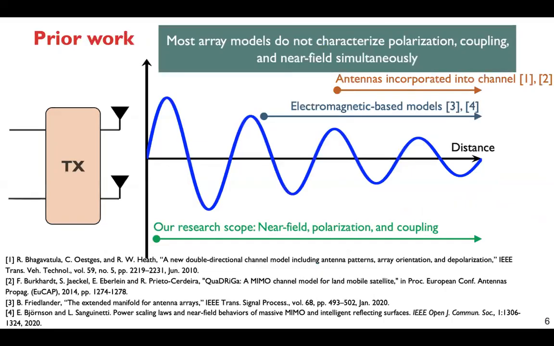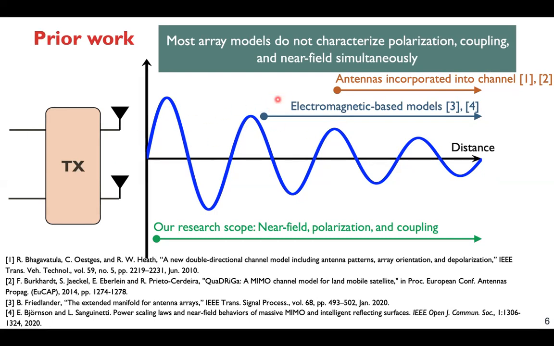Now, if we're looking at prior work, there have been attempts at characterizing antenna effects in a variety of fashions. One is incorporating the effects directly into the channel, that would be incorporating the gain into the channel, maybe the polarization by having a dual polarized channel. And these are typically designed for far field applications. There's also emerging electromagnetic-based models which aim to characterize the array closer to the source.